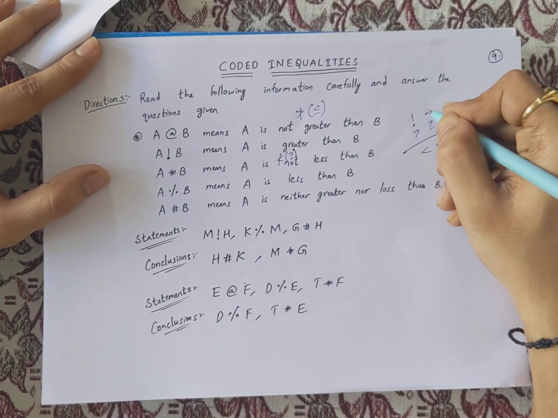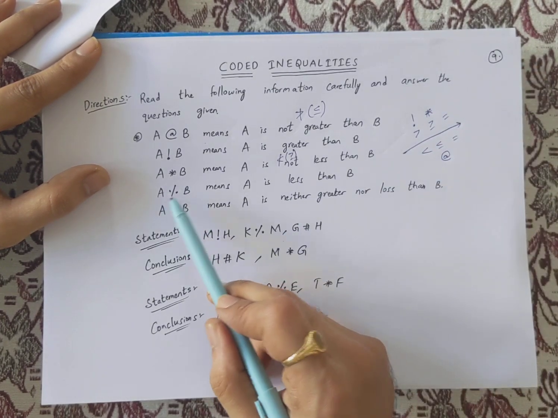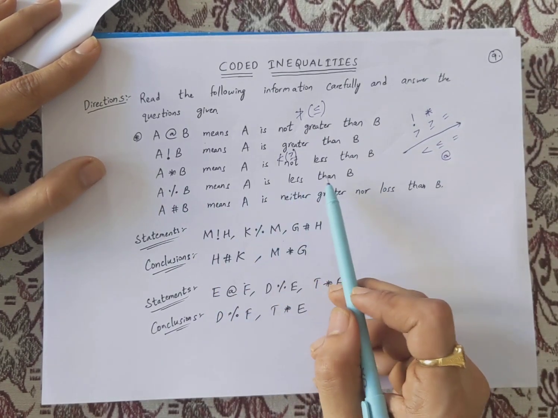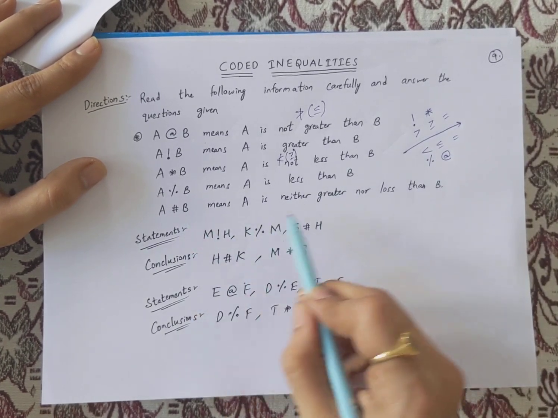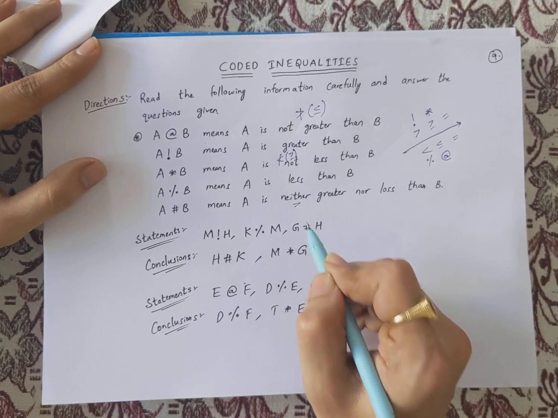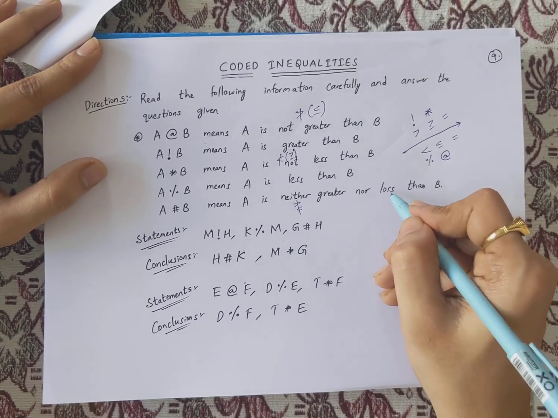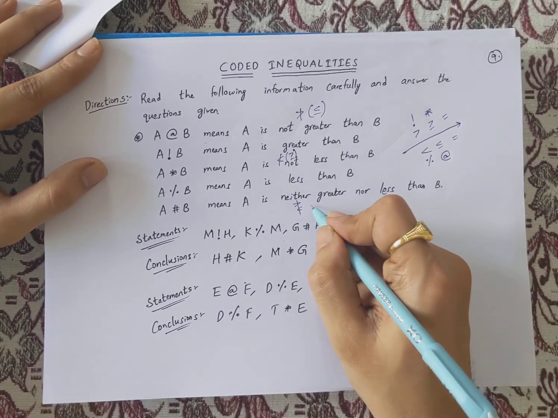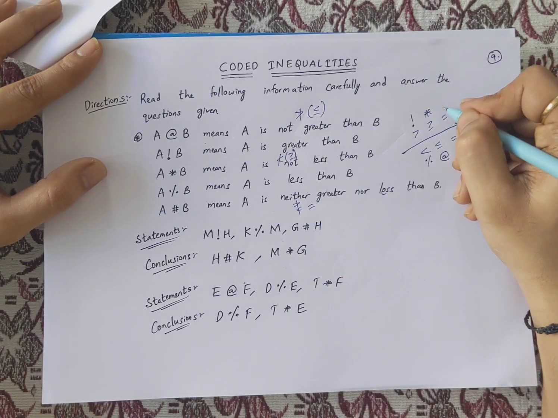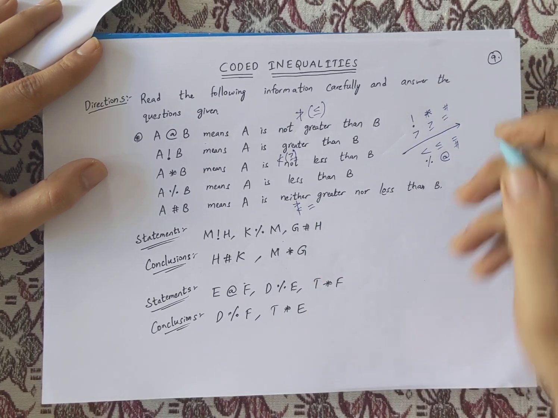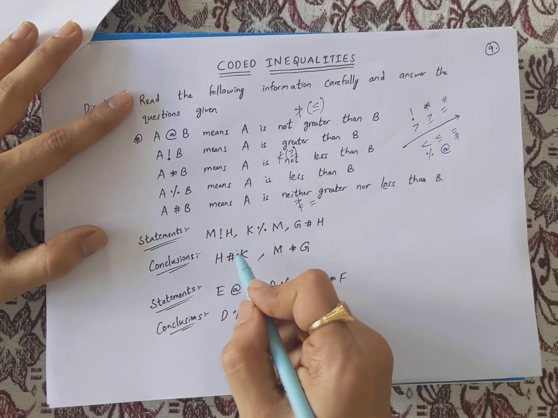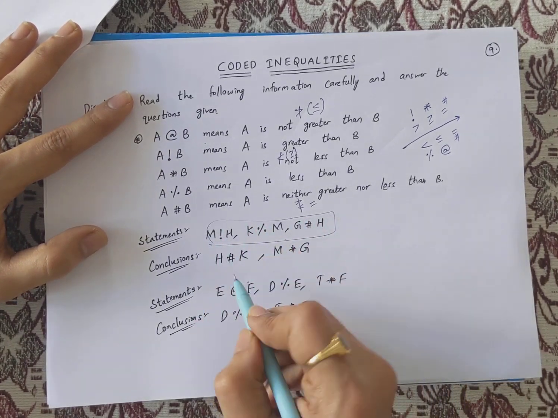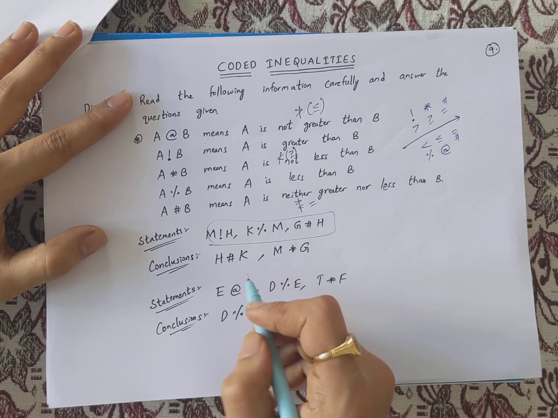Not less than means greater than or equals to. So asterisk would be for greater than or equals to. A percentage B means A is less than B. So percentage would be for A less than B. A hash B means A is neither greater nor less. Sorry, it's less. Okay. Means is equals to. So hash would be for is equals to. Now let us see the statement. M hash, we don't bother about this. Directly let's jump into the conclusion.